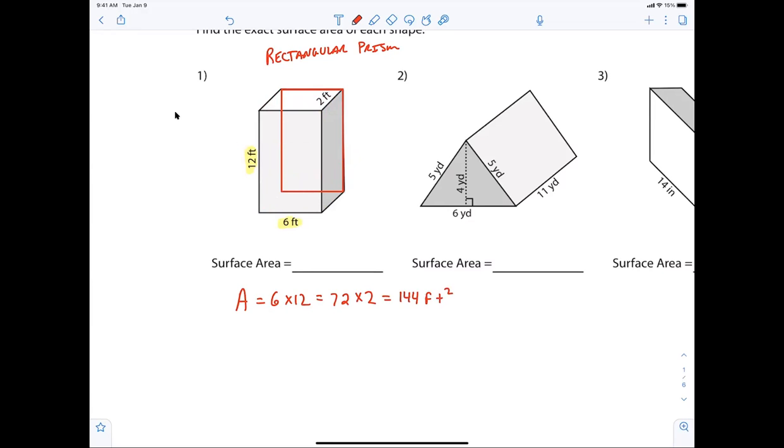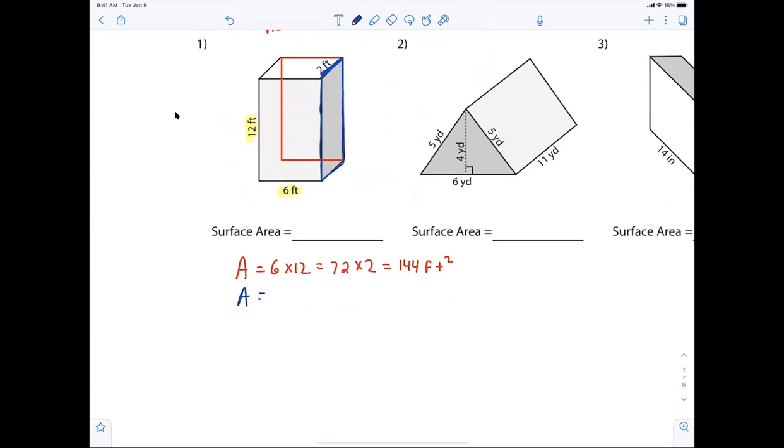Now, it's best to ask me right now if you don't know something. Well, that's a good question. Are all 4 walls the same? No, because look, this wall right here is only 2 wide, not 6. So here's this side wall. What are the dimensions of that side wall? 2 feet by 12 feet.